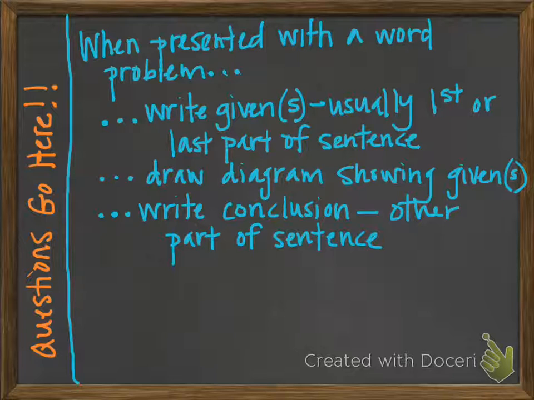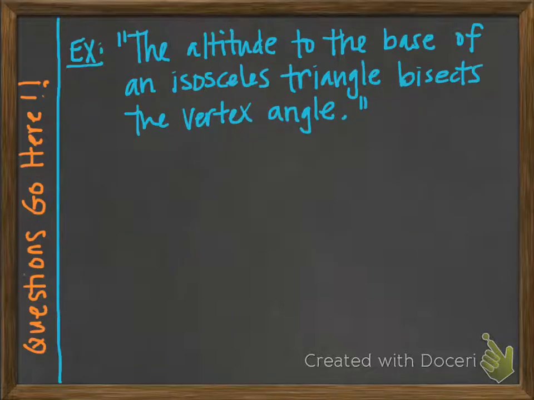You'll also need to draw a diagram that shows all of your givens. And then, of course, write your conclusion, which is the other part of the sentence. So let's try this with an example. The sentence says, the altitude to the base of an isosceles triangle bisects the vertex angle. If you can find that verb, which in this case is bisects, that'll usually split your sentence into 2 parts. Usually one part is the given or givens, and the other part might be the conclusion.